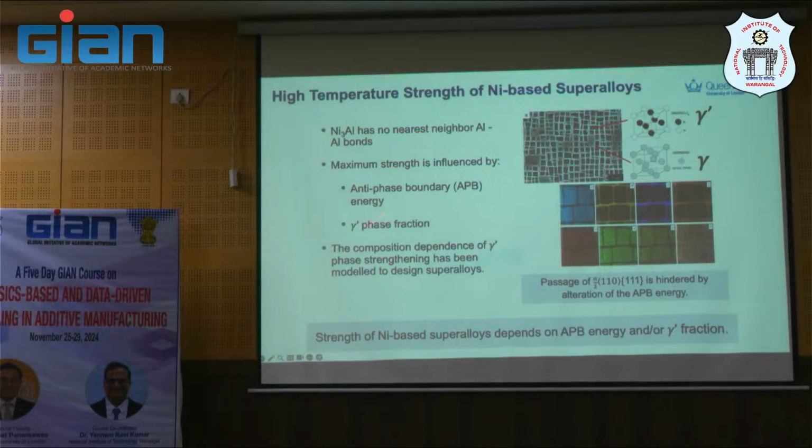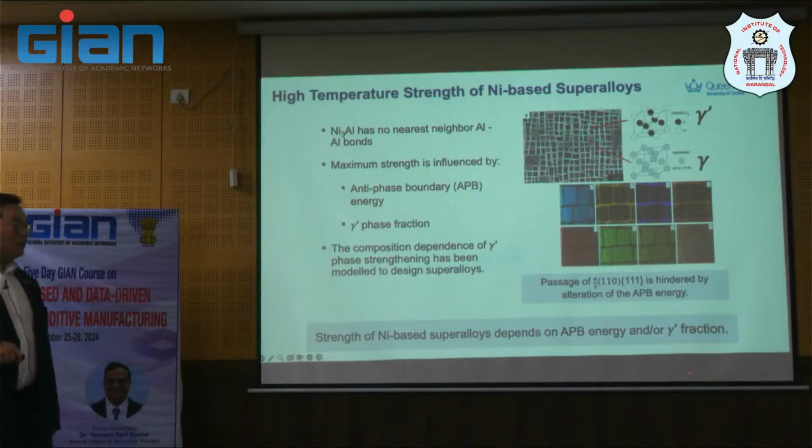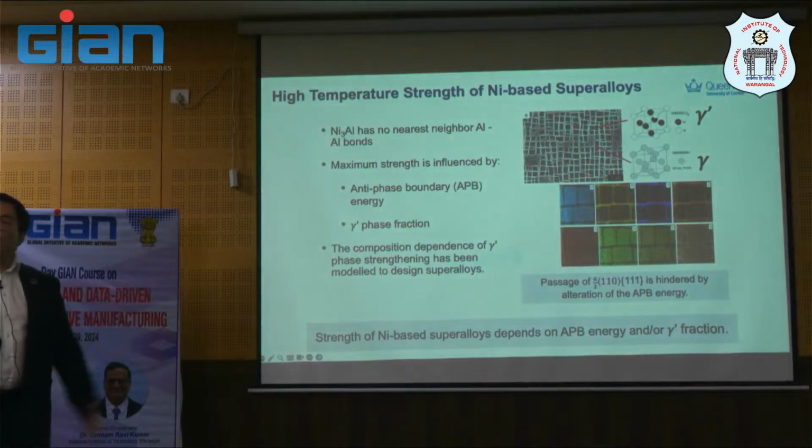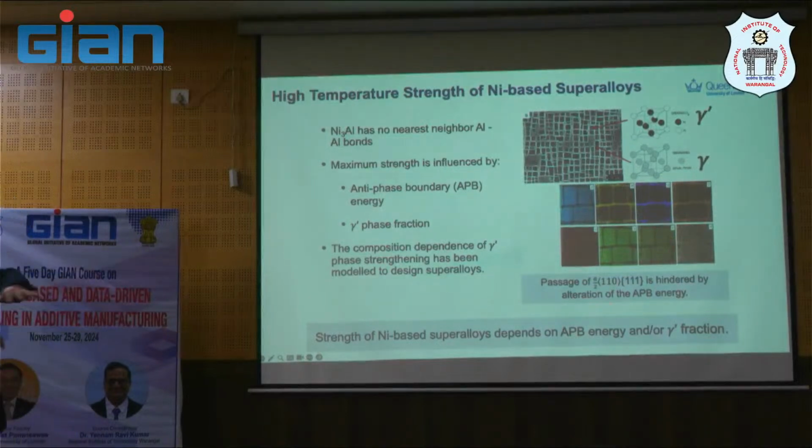This will need to take into account the strength of material, which link to the APB energy and gamma prime fraction, which is some question before. This may calculate from first principle calculation with the new composition of material. Again, we link the lower length scale to the alloy design or material informatics here.